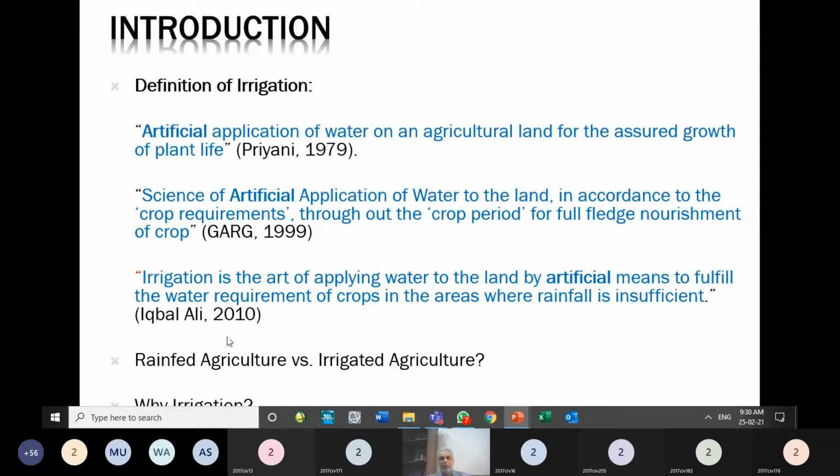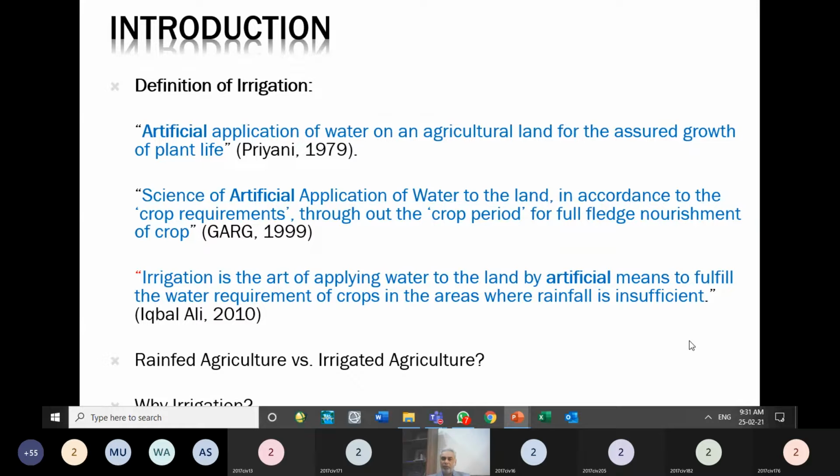He has given it, and we have to mention it over here that Iqbal Ali thinks irrigation is the art of applying water to the land by artificial means to fulfill the water requirements of the crops in areas where rainfall is insufficient. He has mentioned the need of irrigation, why to apply it. They did not mention this thing, the need of irrigation.